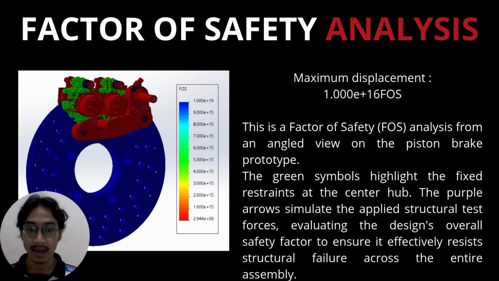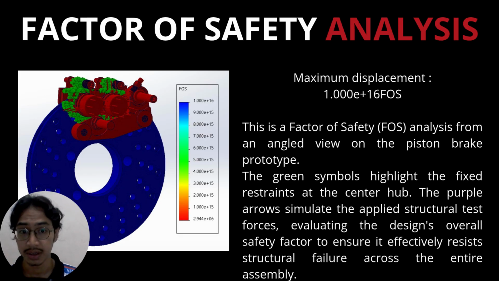When evaluating a design, we want to see a factor of safety well above 1.0 to guarantee against failure. If you look at our data, our maximum factor of safety reached an incredibly high value of 1.0 times 10 to the power of 16. Even at the minimum range shown on the color scale, our value remains exceptionally high, with the lowest area sitting comfortably around 2.9 times 10 to the power of 6.